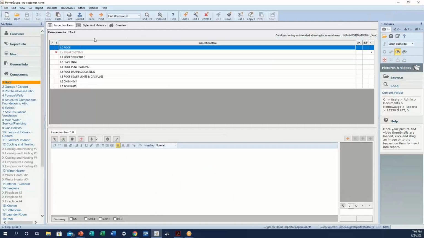Okay. So again, I use Home Gauge. So on the screen now, we have roof structure, flashings, penetrations, drainage, sewer vents, chimneys, and skylights. Why do I have those on my report as specific items? Those are on there because you have to inspect them.